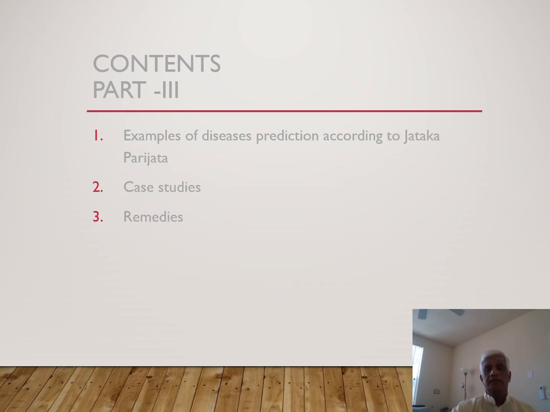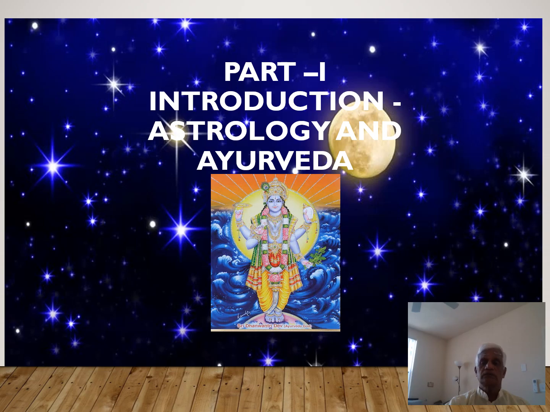In the third part, we will discuss various disease predictions according to some of the ancient classical astrological texts. And then I will present you some case studies where I have analyzed certain horoscopes and found out that the diseases had clinical correlation. Then we will talk about the remedies as prescribed in the Shastras for certain diseases. Now we will get on with the presentation.